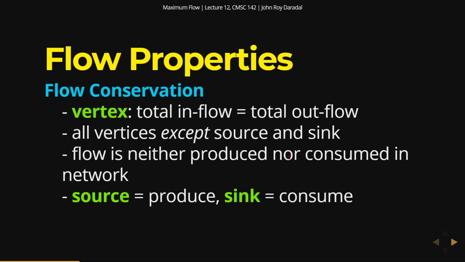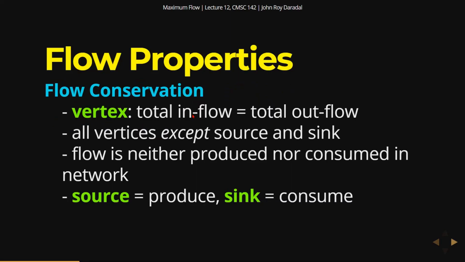So your source is the only one that produces flow, and the sink is the only one that consumes. Intermediate nodes inside the flow network cannot produce, so they cannot add more flow inside, nor can they consume, so they can't subtract or consume some of the flow. The producing only happens at the source, and the consumption only happens at the sink. Okay, so that is the second property, which is flow conservation.